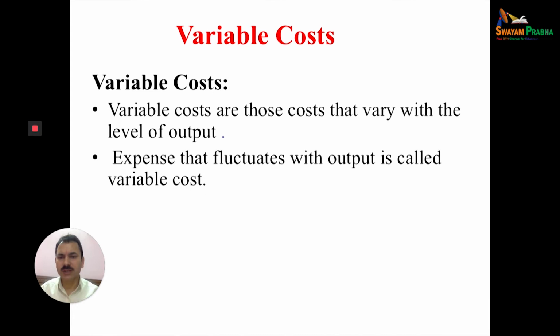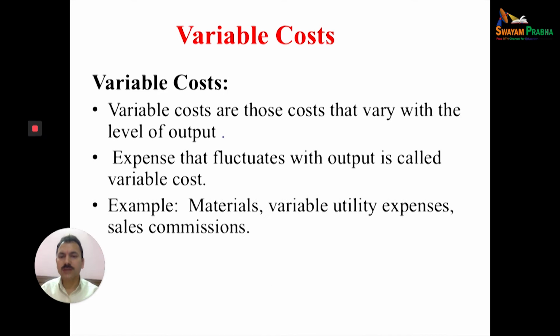For example, electricity expense that fluctuates with output is called variable cost. Expenses that fluctuate with output are called variable costs. This means any increase in output will increase the variable cost, and any decrease in output will decrease the variable cost. Examples are raw materials and variable utility expenses like sales commission, electricity, etc. These are the variable costs.